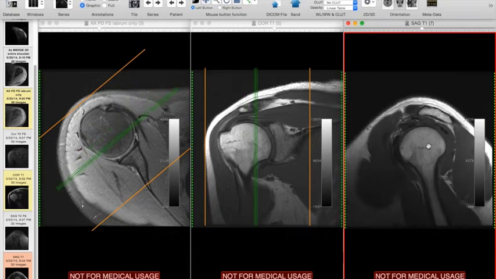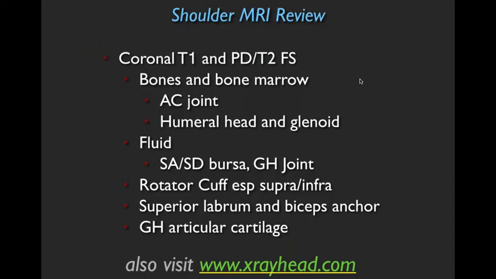rotator cuff anatomy nicely. When I look at the coronal images, I focus on several different things and try to get as much information as I can before moving on to the other planes. It's an analysis of the bones and the bone marrow, the acromioclavicular joint, the glenohumeral joint, humeral head, and glenoid.